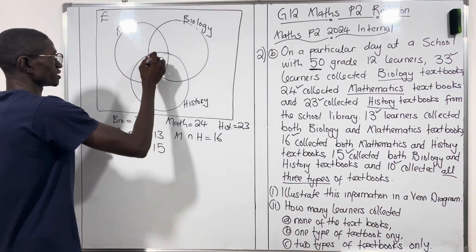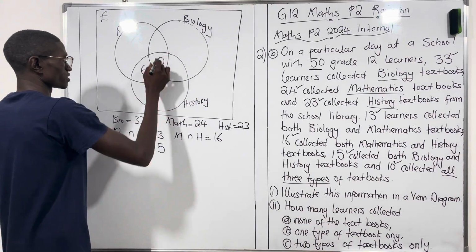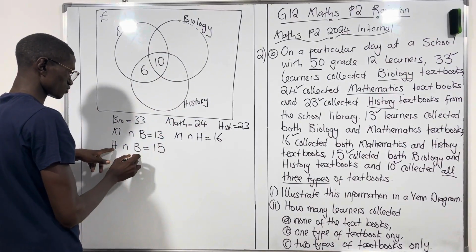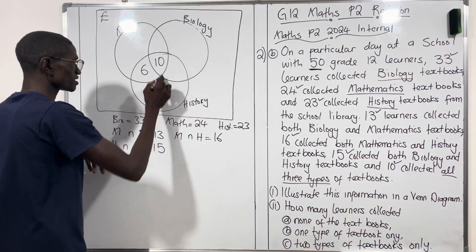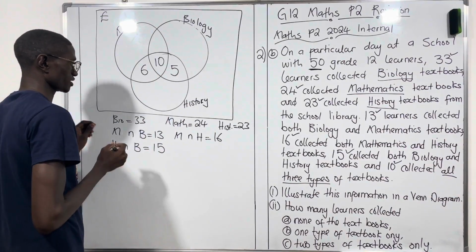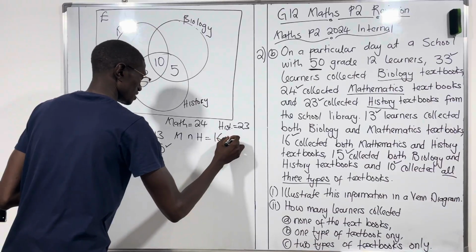Okay, we come to this one. What is this intersection? This is biology intersection history. What is the total of this one? B intersection H. The total should be 15. We already have a 10. So we're going to say 15 minus the 10 we already have there, giving us a 5 there. Okay, so actually we can mark this and that.